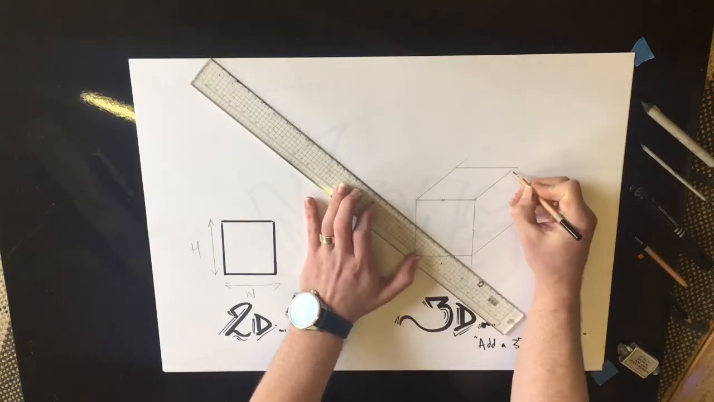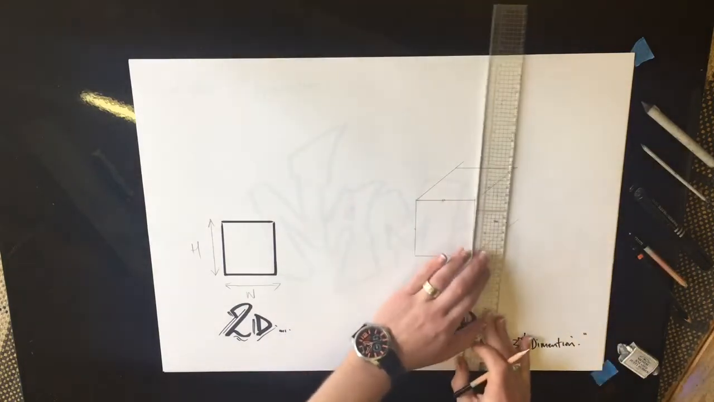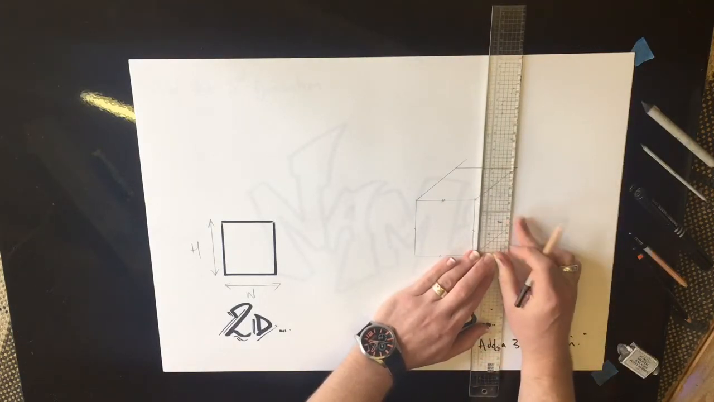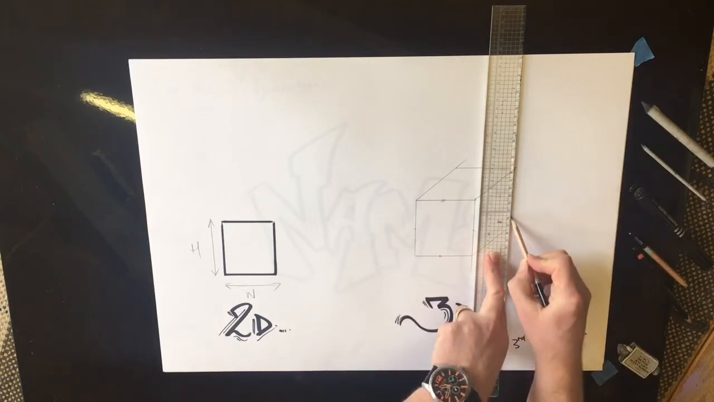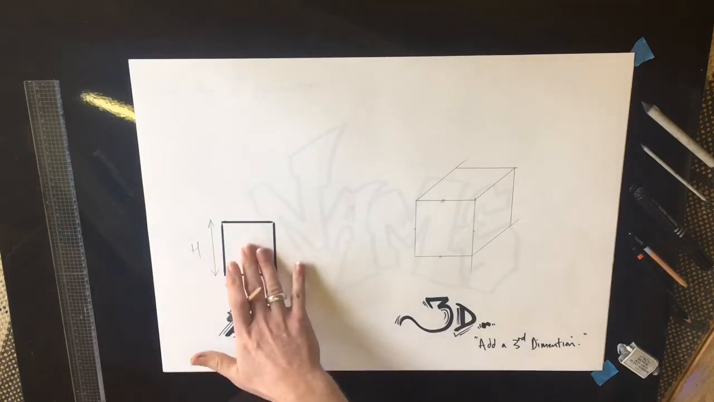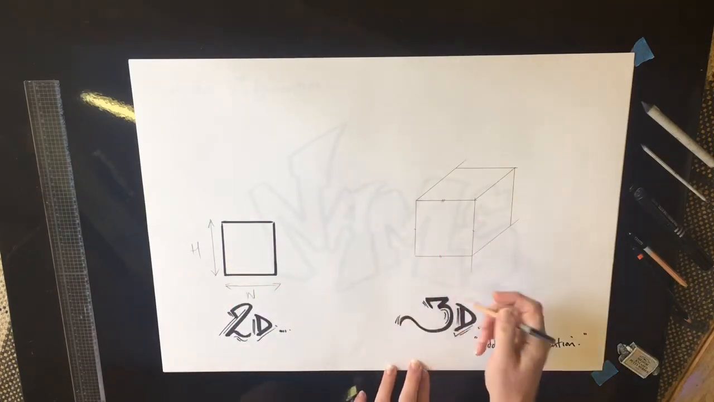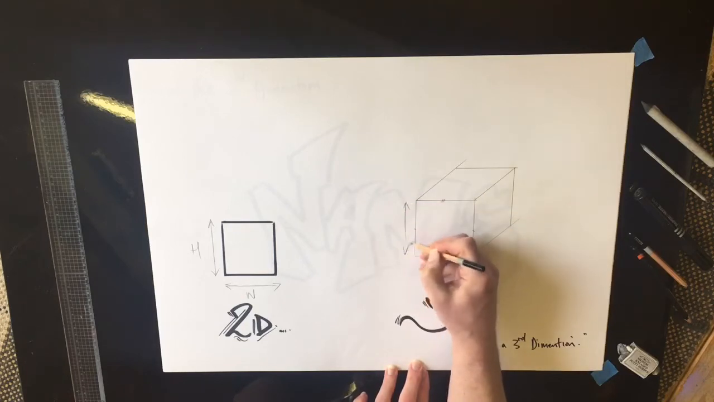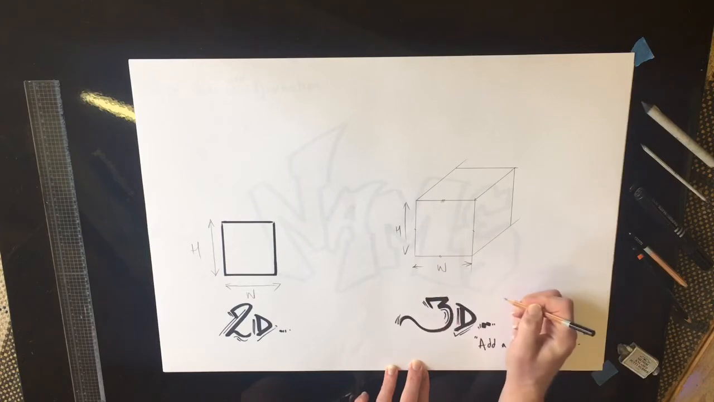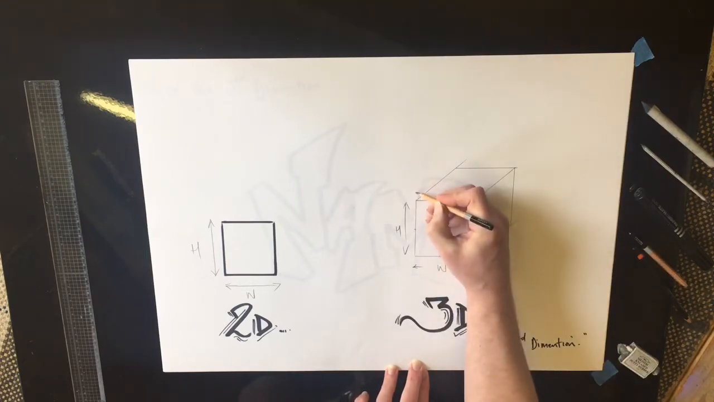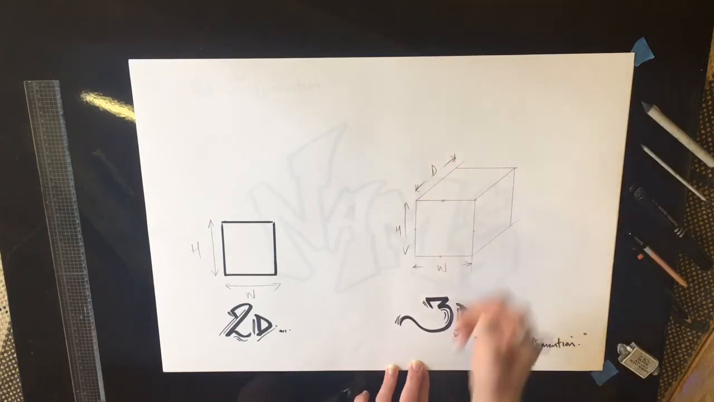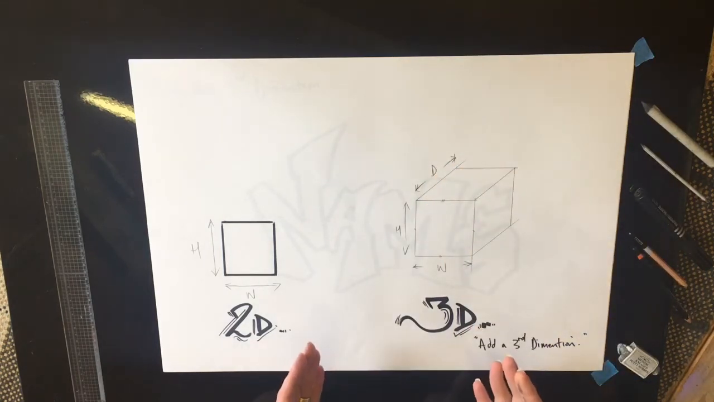Brilliant. And then the side line here, move it out so it clocks in line. Great. And then what we've got is a box. So we've gone from a square to a box or a cube. Okay, so we have height, we have width, and now we have the depth. So we've got a three-dimensional object.